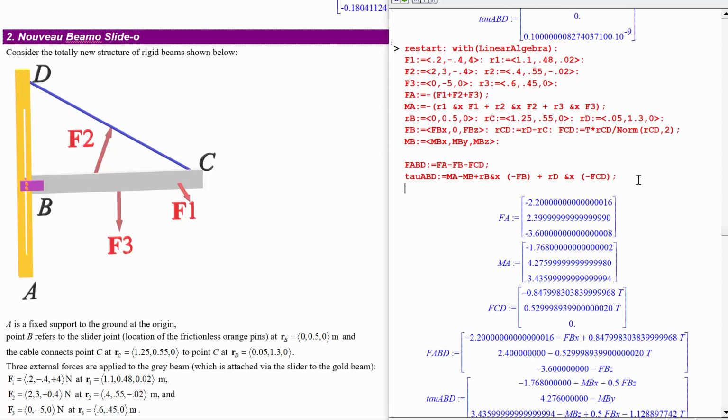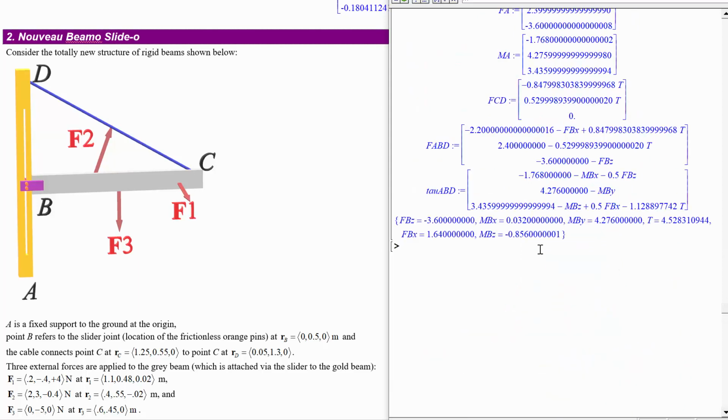So now we're in a position to again say, solve sequence FABD n equals 1 to 3, and sequence tau ABD n equals 1 to 3, and solve that, and we should be able to get all of the same values as before. Okay, same tension, same moment about the y axis applied from ABD to the gray beam.